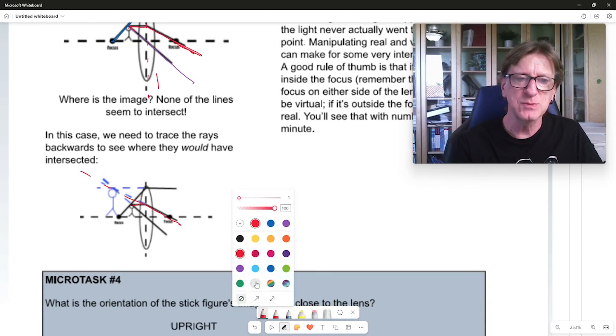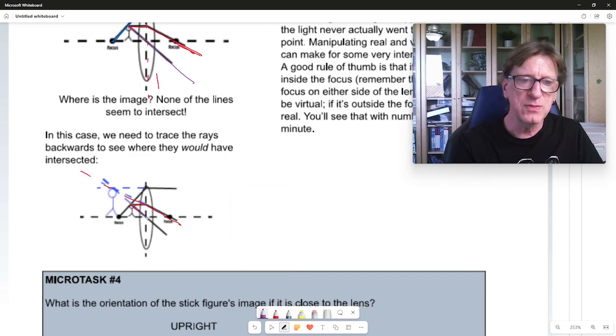All right, how about the next one? So our next one was the one that went right through the center line. Whoops, we want that to be purple. It went right through the center line.